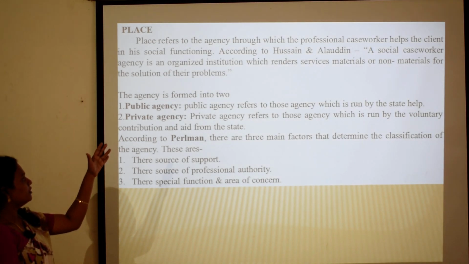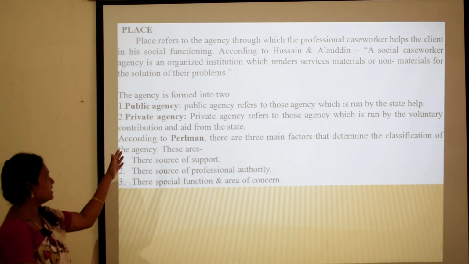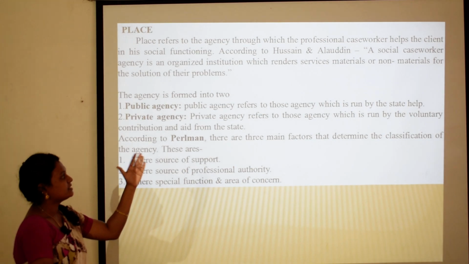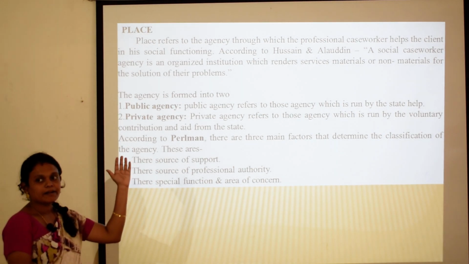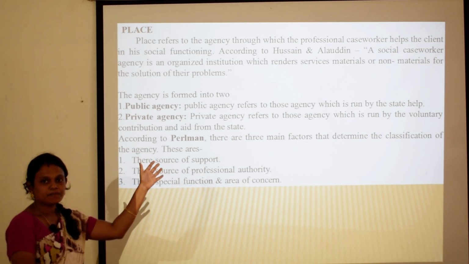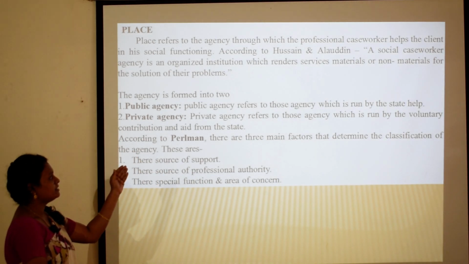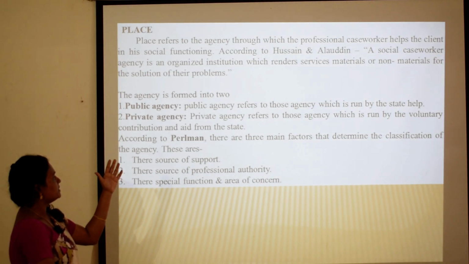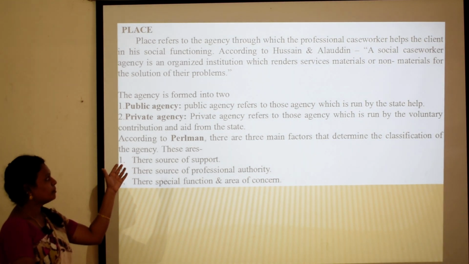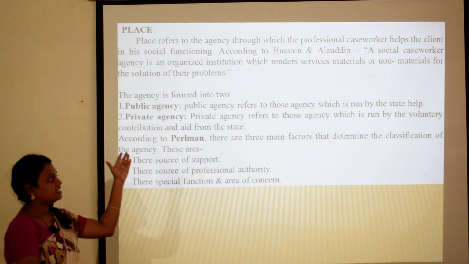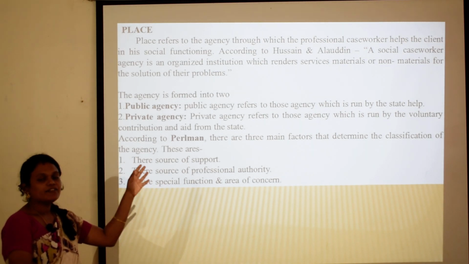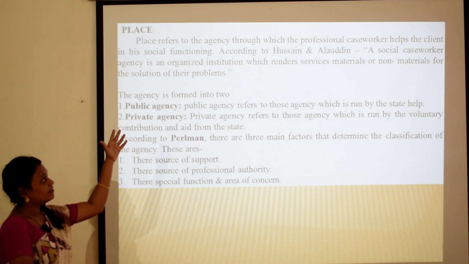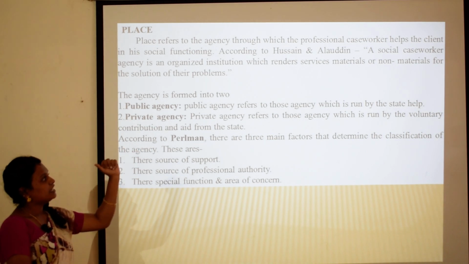So the agency is formed into two types, that is public agencies and private agencies. Public agencies refers to those agencies which are run by the state. So with the public agency, he seeks help from the state. Then private agency. Private agency refers to those agencies which are run by voluntary contribution and aided by the state. So the funds will not be run by the state government. So it is a voluntary organization which will run. So that is known as a private agency. So these are the places where the caseworker will deal with the problem.